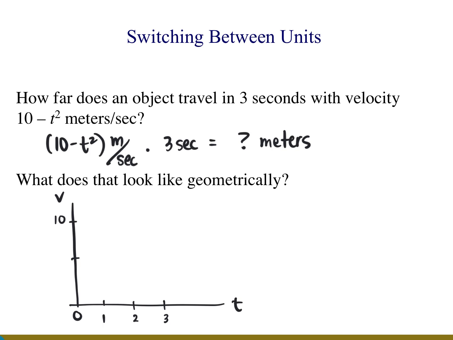All right, so when time is 1, what is my velocity? 9. Okay, so 10 times 1 squared, so not a big decrease. But when time is 2, what does my velocity drop to? Drops to 6. And when time is 3, what does my velocity drop to? 1. And so now we have not a rectangle and not a trapezoid, but we have a paraboloid that has a straight side on either end. Okay, so this is now a paraboloid.